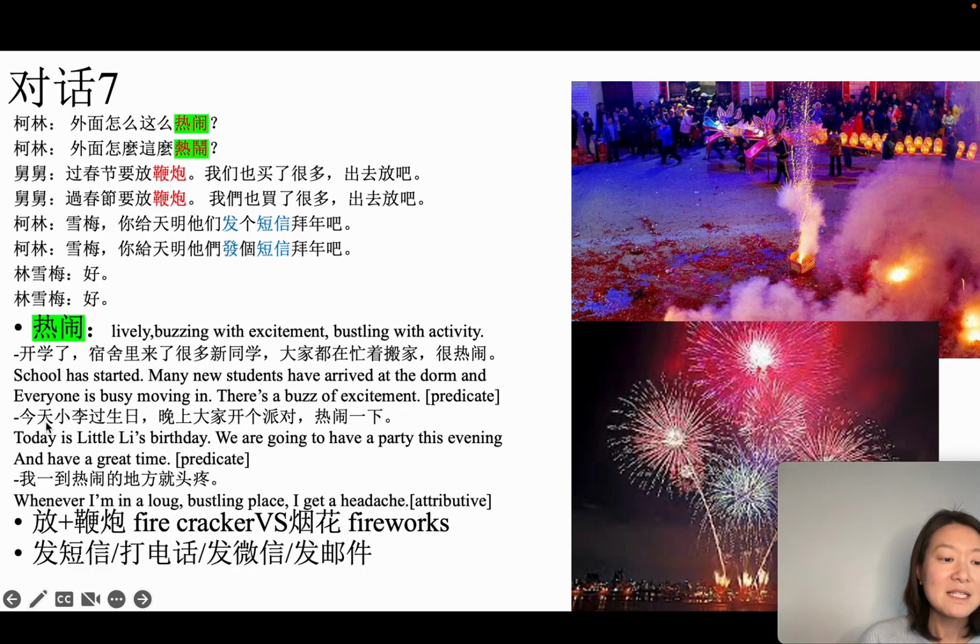Another example. 今天小李过生日,晚上大家开个派对,热闹一下。派对 is party, directly translated from the English pronunciation. So today is Little Li's birthday, and tonight we're going to have a party. And 热闹一下, 一下 is to soften the tone. And 热闹 means to have some great time. You can say 热闹一下, or you can reduplicate the verb, 热闹热闹, that means the same. Means have a great time. And here 热闹 functions as a predicate.